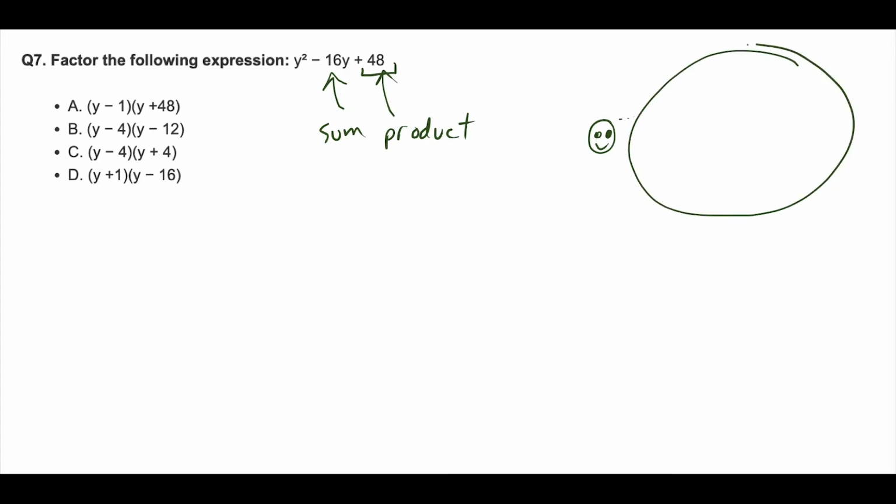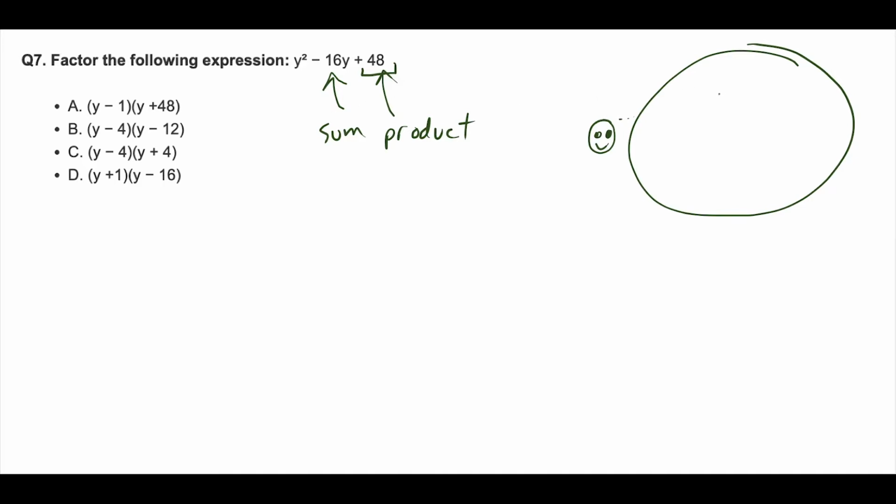Okay, for factoring, this is more of a mental math challenge where you're looking for two numbers that have a sum of negative 16 and have a product of 48. The trick is, though, that you should target the product first, because this is going to have a finite or a set list of numbers that multiply to 48. Now, a little trick here is when I'm looking for this product, I want both of my numbers to be negative, because remember, the product of two positive numbers is positive, but also the product of two negative numbers is positive.